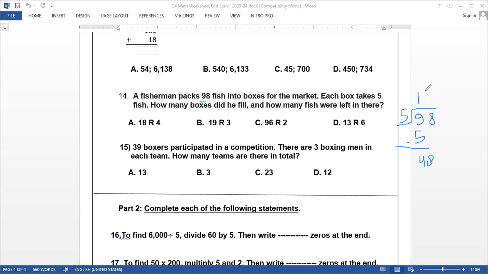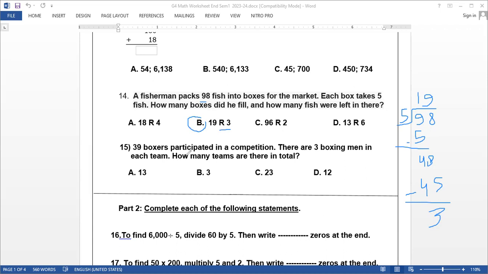48 divided by 5 equals 9. 9 multiplied by 5 is 45. Subtract. We get 3. So he will need 19 boxes and the remainder will be 3 fish.